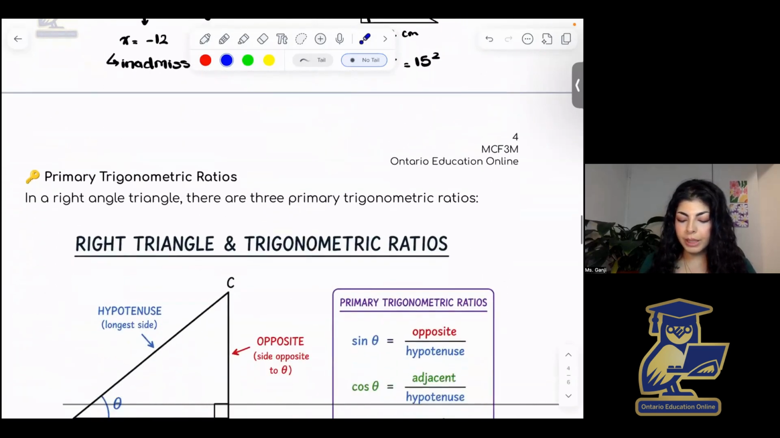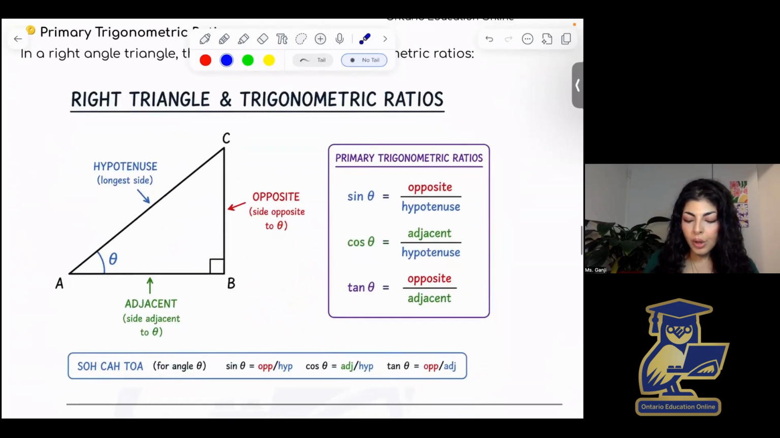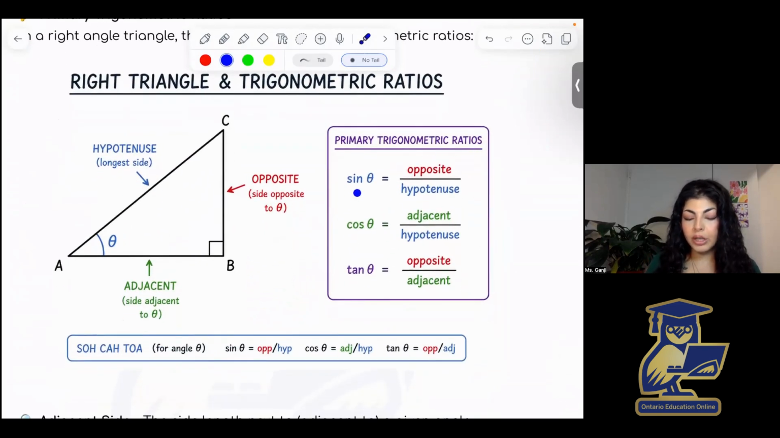Now we're going to be introduced to our primary or basic trigonometric ratios. These apply for right triangles, and they are also another way for us to be able to solve for different measurements of a right triangle, specifically for the angles and the side lengths. And because it's a ratio, it is a comparison of the side lengths to the angles as well. So the primary trigonometric ratios are sine, cosine, and tangent.